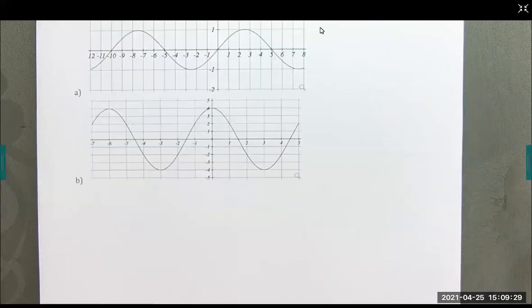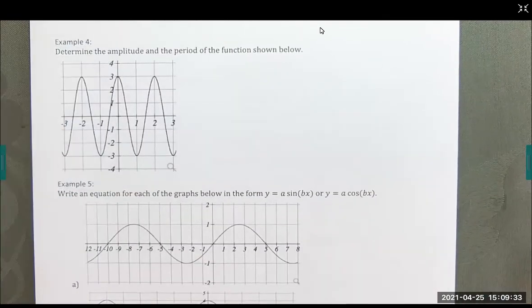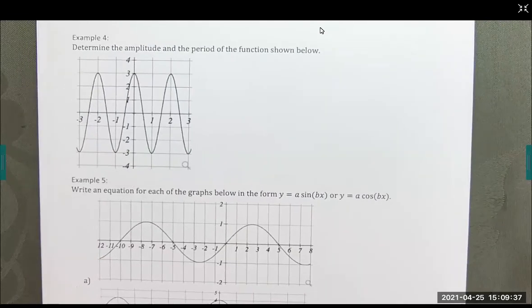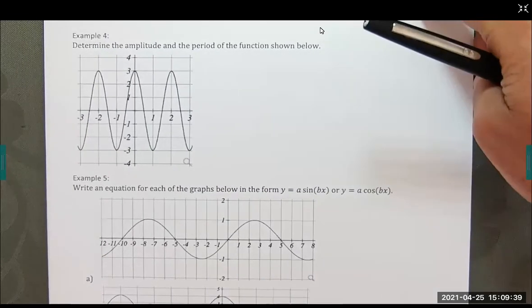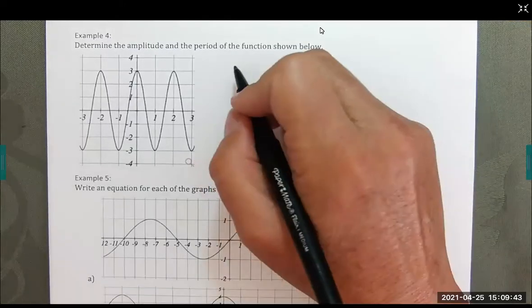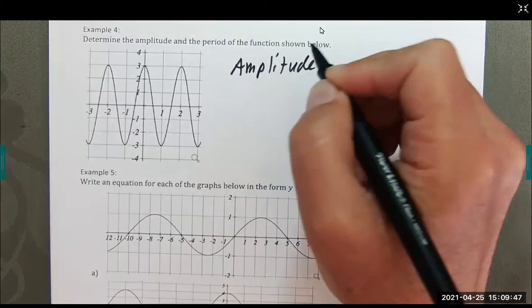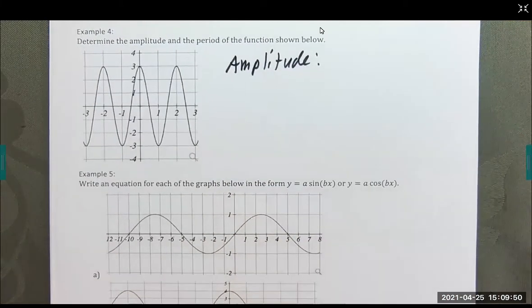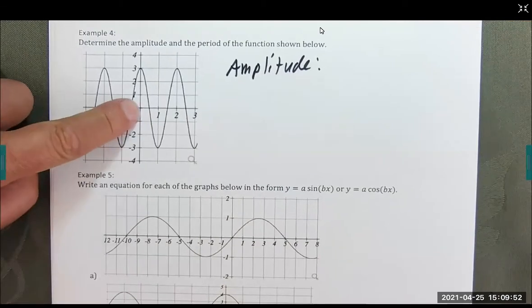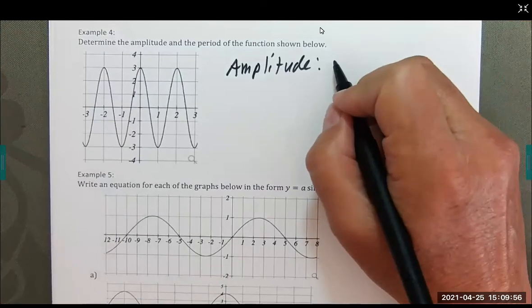All right, next up, what if we're given a graph? How do we identify the amplitude and the period? Well, for example, 4 here, determine the amplitude and the period of the function shown below. Well, the amplitude's not too bad. So this is a cosine curve, it looks like to me, because we're not starting at 0, we're up. And we're starting up at 3, so I'm going to say that the amplitude is +3.